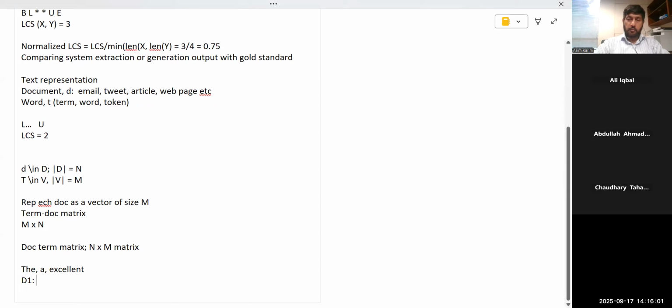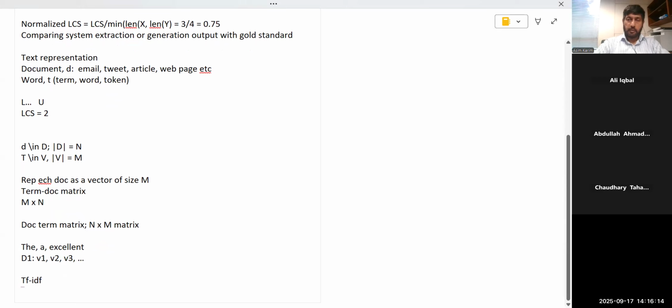So for document D1, you will have a value V1 for D, V2 for A, and V3 for excellent, and so on. So what is this value? This value is given by tf-idf for a term T, which maybe let's say the word D, and for a document D, in this case D1. And we said that this is multiplication of two things, tf of T and D multiplied by idf of T. Okay, the term T.